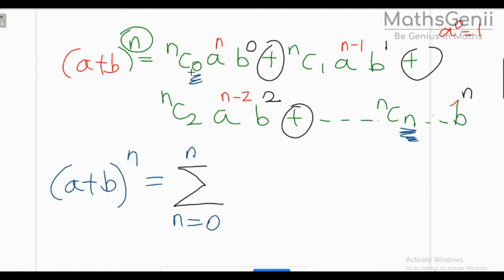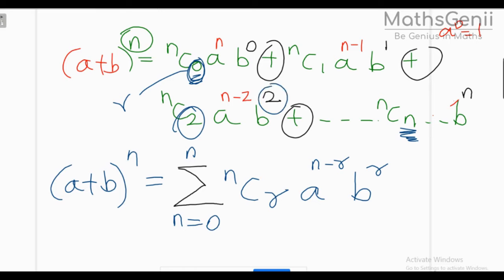now this term in the subscript, it is written as R. So N C R. Then you have A, you have B. So for A you have N minus R, and for B you have R. Why R over B? So you have 2 here, you have 2 here. You have 1 here, you have 1 on the B. So B is always same to the subscript term. So this is the generalized formula.